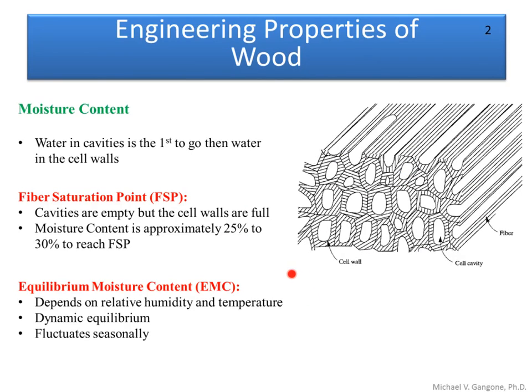Equilibrium moisture content is a moisture content below the fiber saturation point. All right? So it is a moisture content below the fiber saturation point, and it depends heavily on temperature and humidity. Okay? So it's a function of those particular variables. So what this basically means is that at a moisture content below fiber saturation point, for a given temperature and a given relative humidity, that moisture content is not going to change.